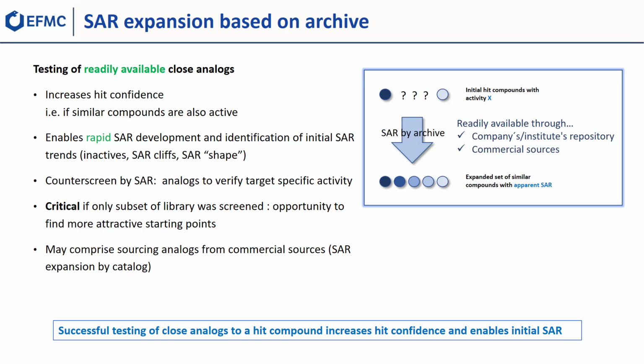If you have close analogs that are not active and you don't understand really the SAR, then probably the activity is not specific. It becomes critical if only a subset of the library was screened, because you have opportunities to find more attractive starting points. And if you remember the last webinar, this is more and more often the case. You can even source additional compounds from commercial sources to expand your SAR. All of that will increase in the end the confidence in the hit and make it more attractive for you to invest chemistry.